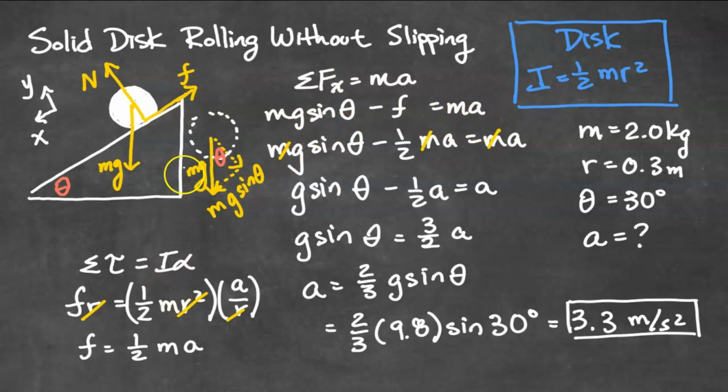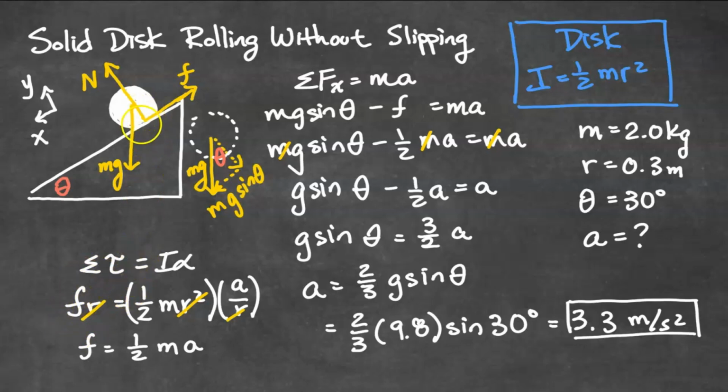Next, I'm going to look at this disk rotationally. I'm going to use my rotational version of Newton's second law, which is net torque is equal to rotational inertia times alpha. The force that's causing the torque here is going to be friction. So the torque is RF, or FR, I'm just writing FR, same thing. We have friction times R.